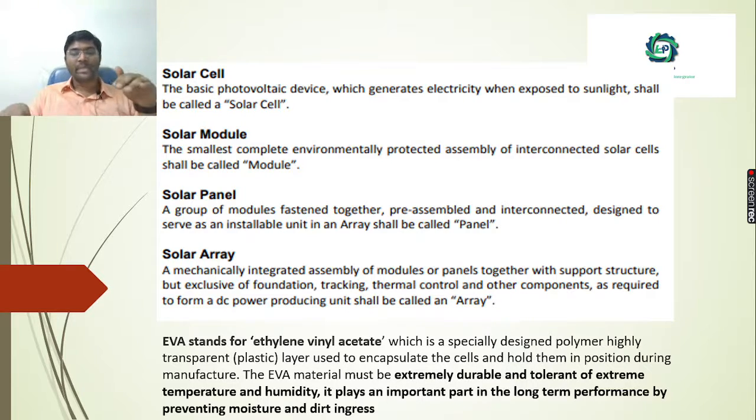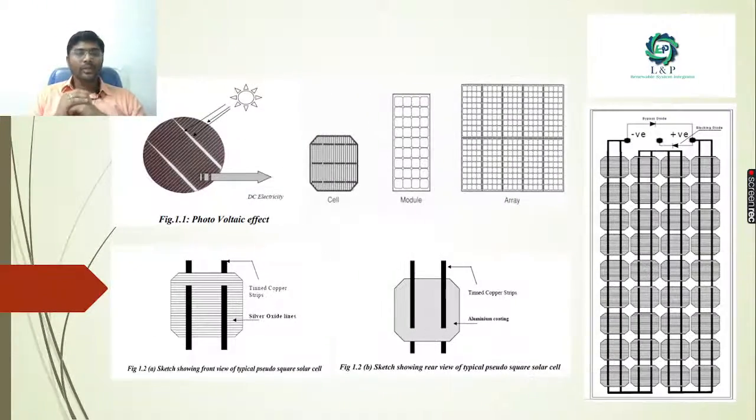Preventing them from the moisture and the dirt ingresses. As we told earlier, see here how a normal solar cell is working. One of the samples is providing the DC electricity. So this is how the solar cells look, and when these are arranged together, they form a module.